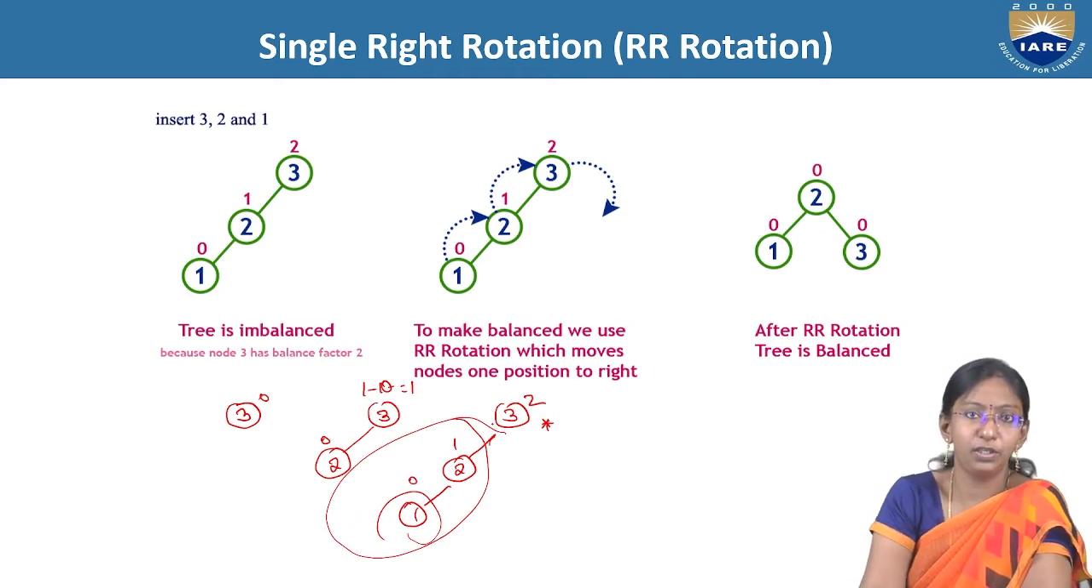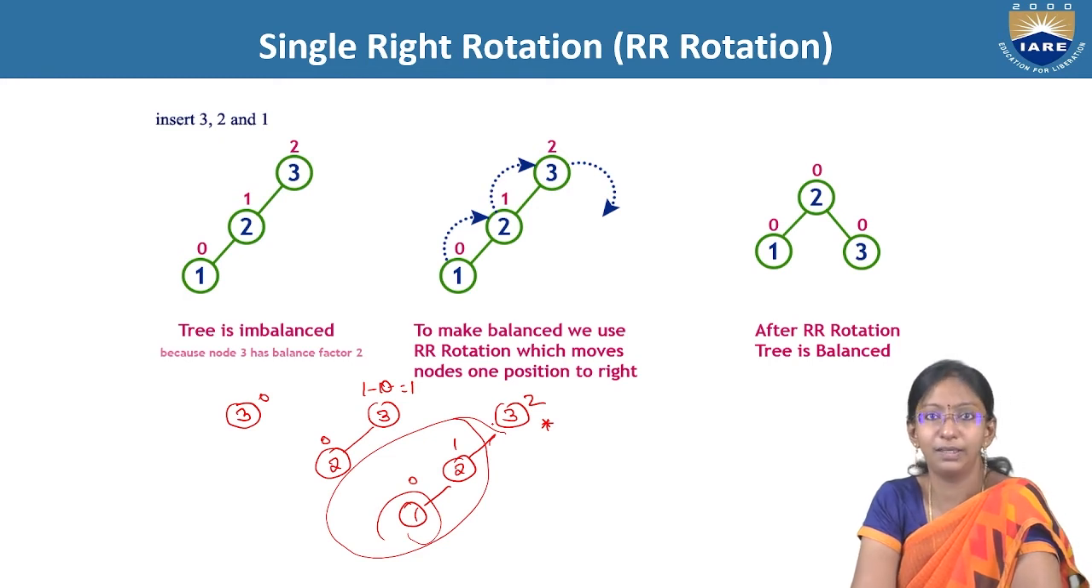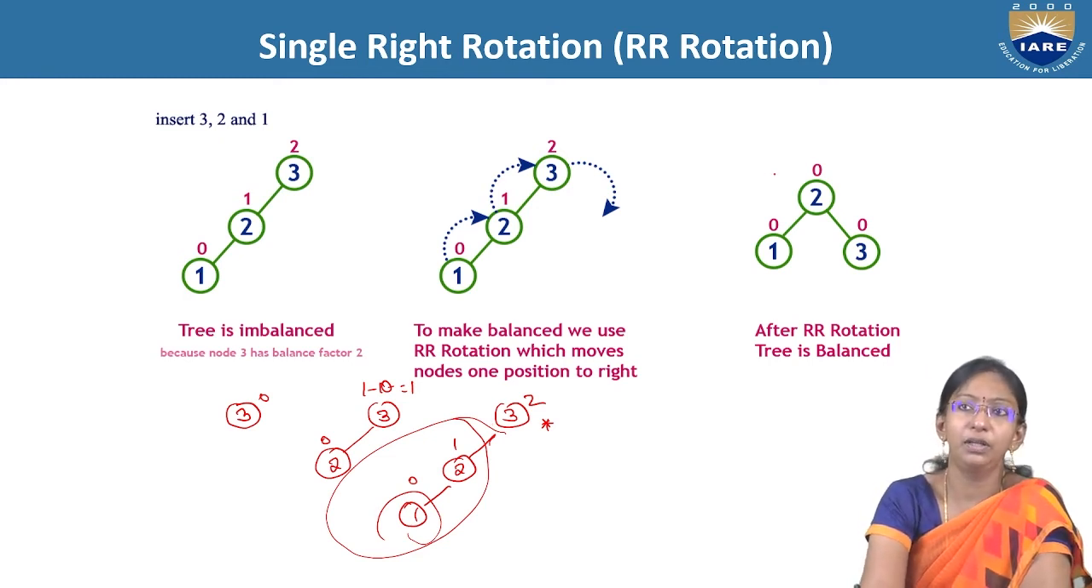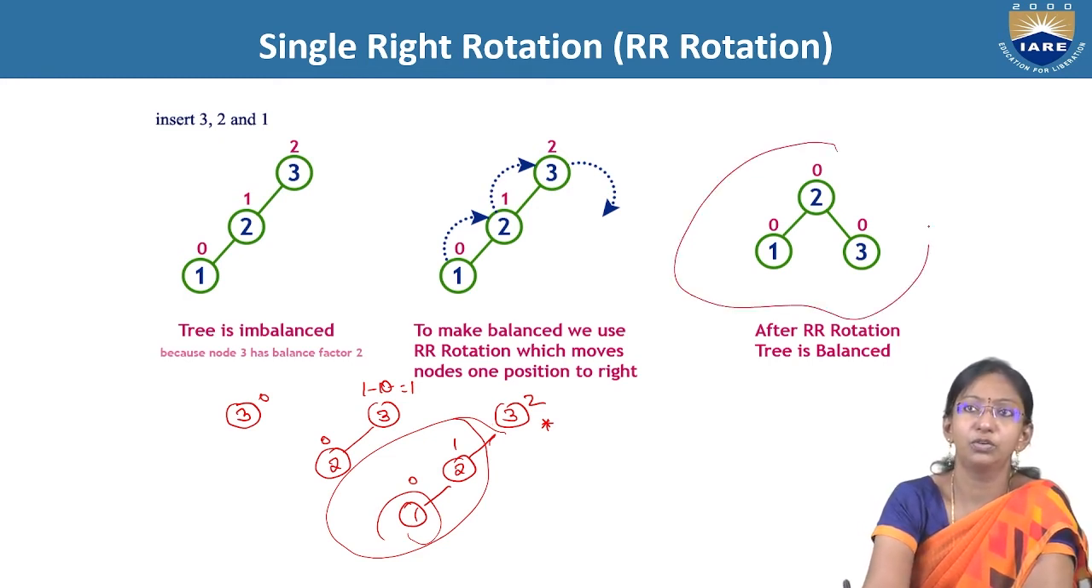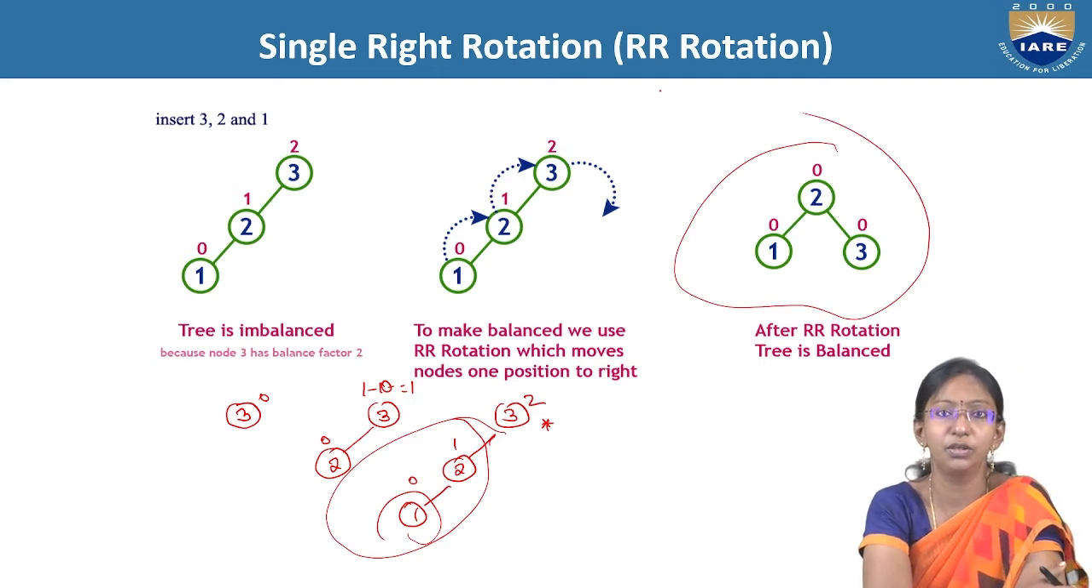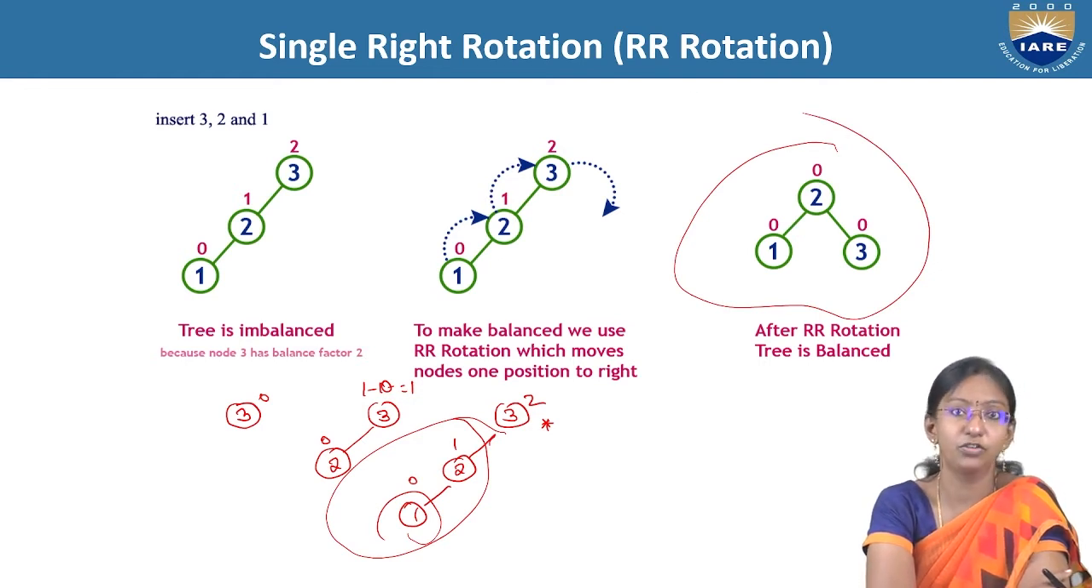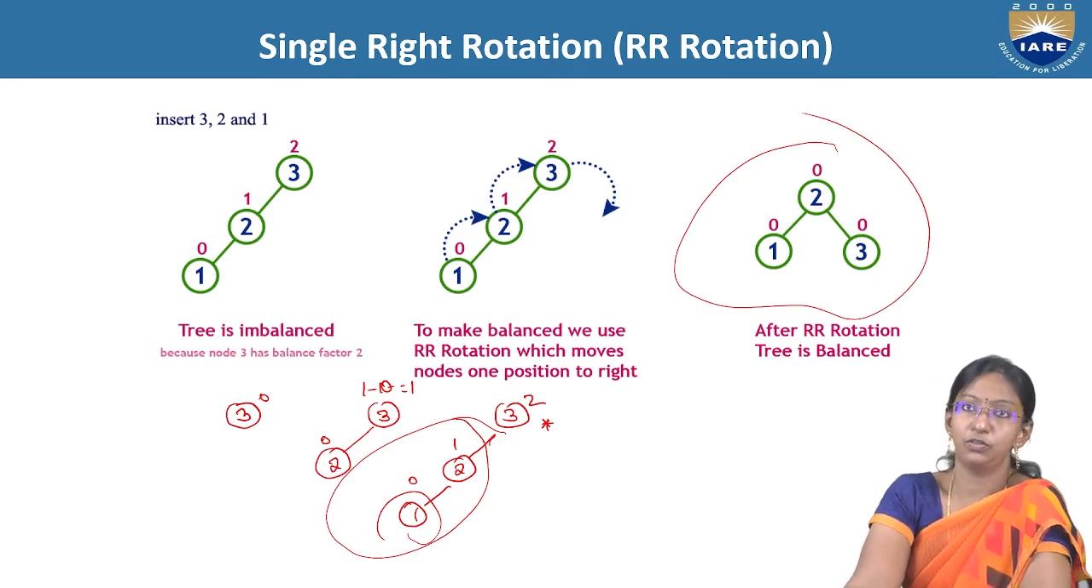So now pull the head of 3 towards right to balance it. Right? When you pull it, you are going to get this picture. 3 will become the new right child of 2. Now calculate the balance factors. Now the tree is balanced. These are the 2 scenarios of left and right rotations.